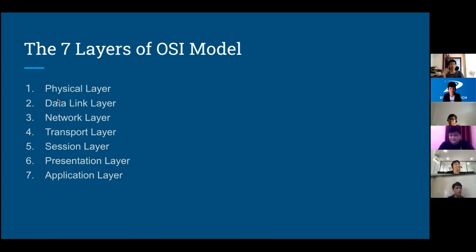Okay. Is it answer to your question? Yes, due to I have lack of knowledge of this kind of OSI model, but yes, it's answer to my question. Okay, thank you.